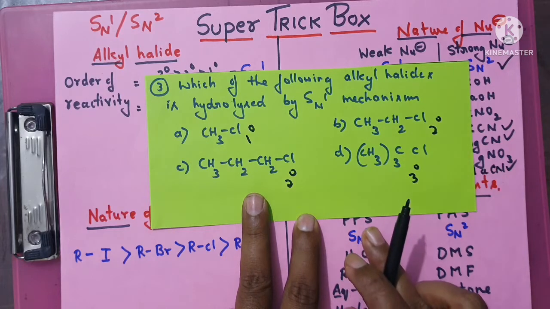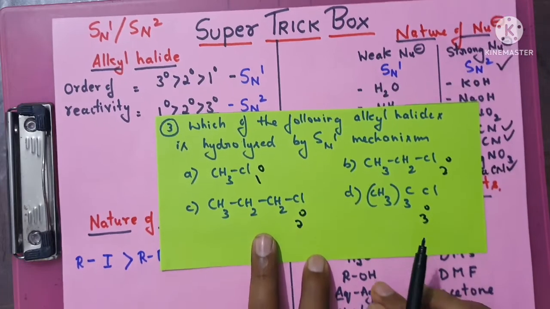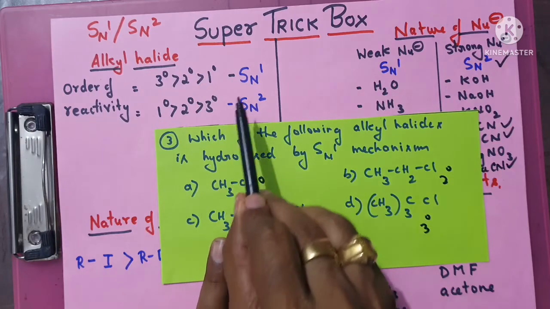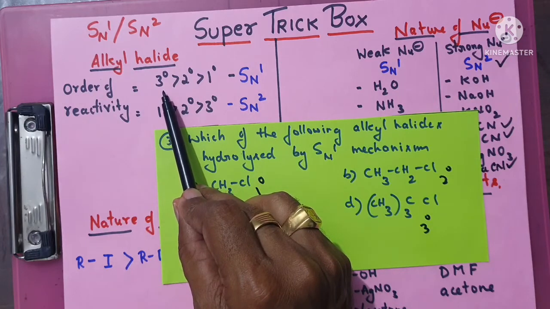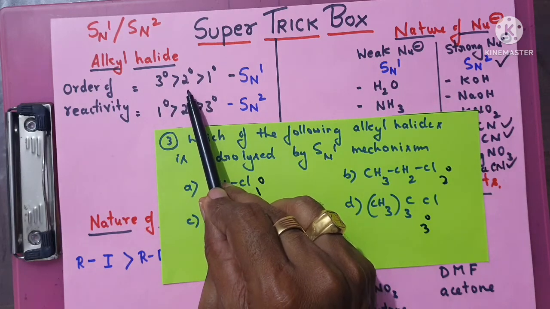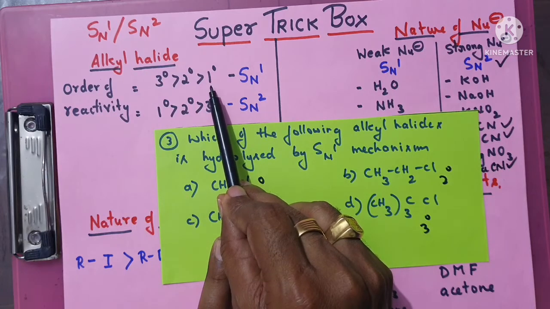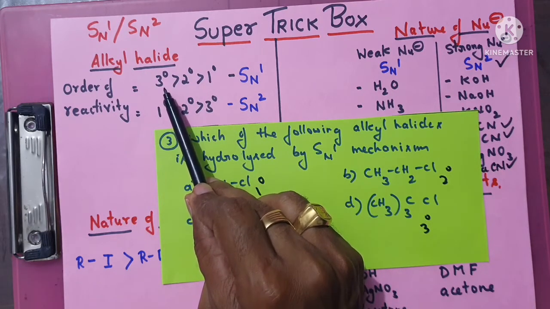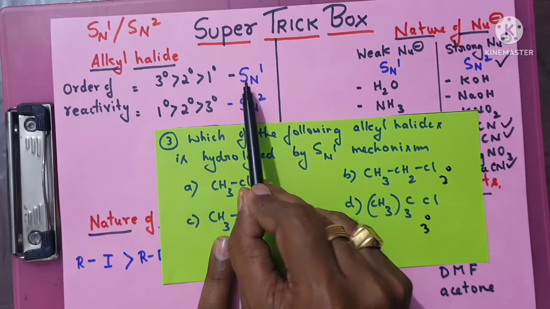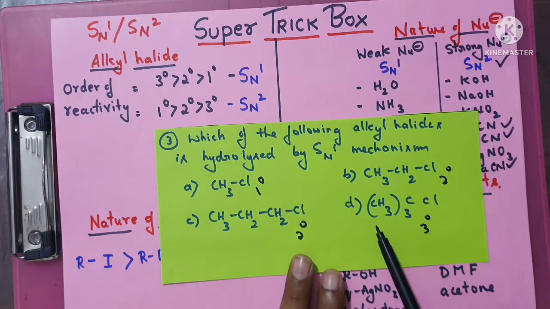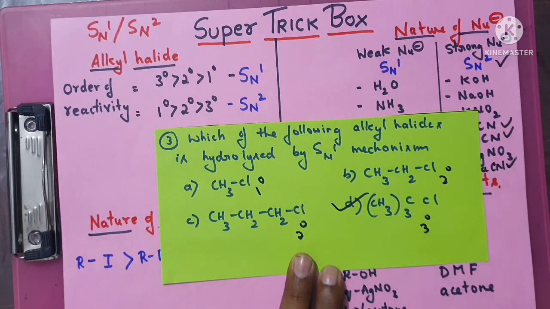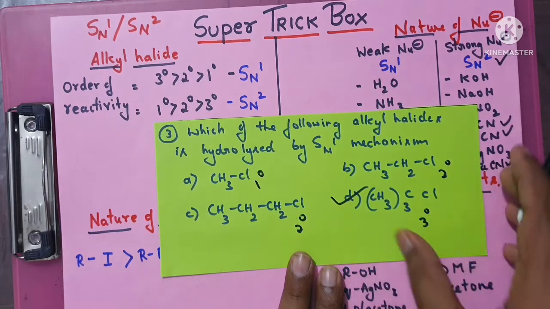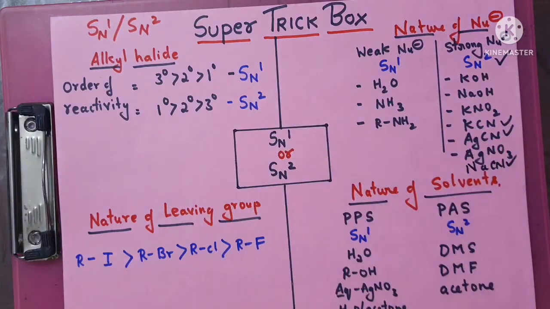So how to make use of the trick box? It's very simple. For an SN1 mechanism, the order of reactivity is first tertiary alkyl halide, then secondary, then primary. Therefore, tertiary is the one which will undergo very fast SN1 reaction. So option D, the tertiary alkyl halide, undergoes SN1 mechanism at a very fast rate. Hope you have understood even this question. Let us go for one more question.